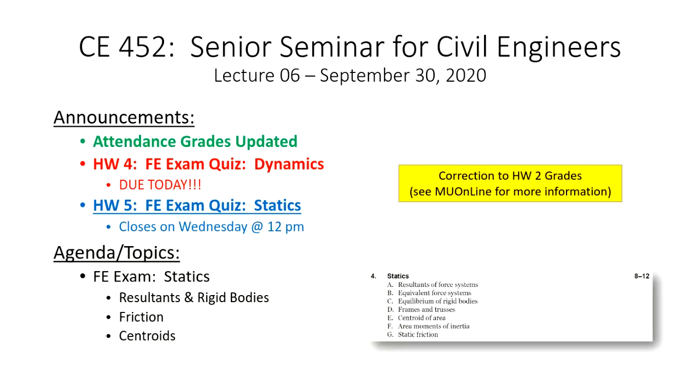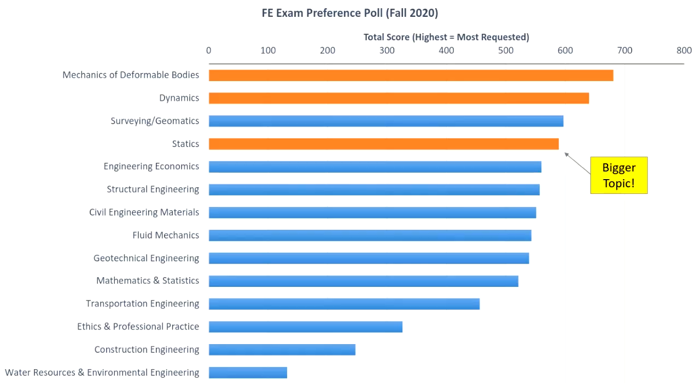I'll admit I was a little disappointed because I had put that post on Teams to try and garner some discussion on what we were going to cover today, and I didn't get any responses. What I did is I went off of the discussion we had in class last week. This was our preference poll, and the orange topics are the ones that we have already done. So we've finished deformables, and then we finished dynamics. And so the question was whether or not we were going to do surveying or geomatics this week or something else.